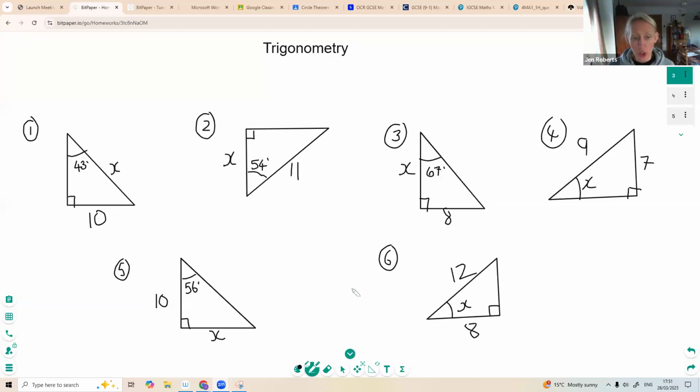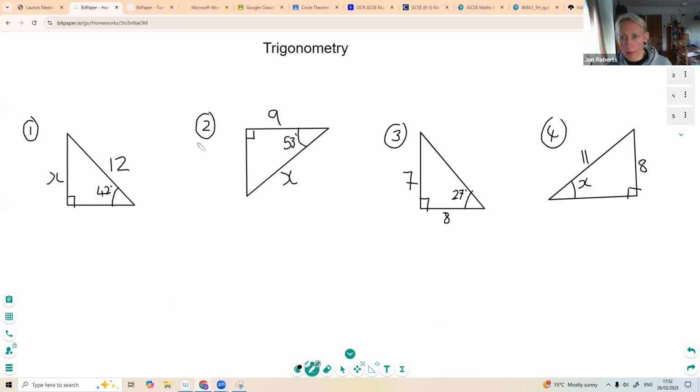We'll be looking at SohCahToa this lesson. SohCahToa falls under trigonometry. SohCahToa is a topic that you use to find missing lengths and missing angles in a right angle triangle. I'm going to explain these 4 questions, and then you can have a go at the 6 questions on the following page and see how you get on.